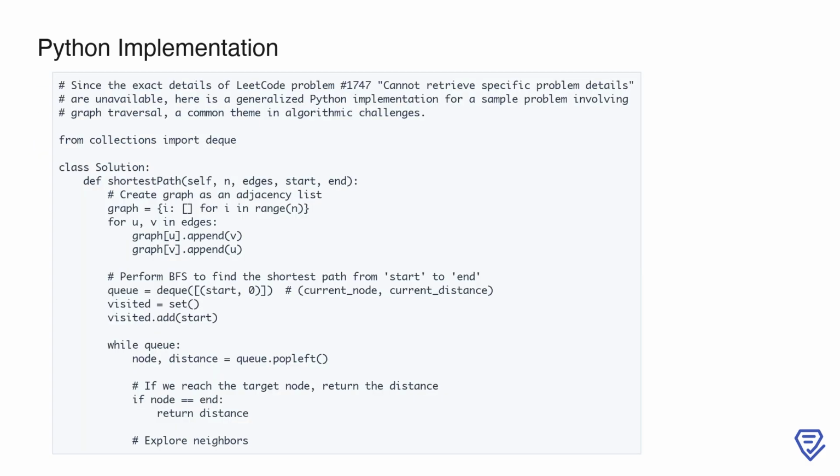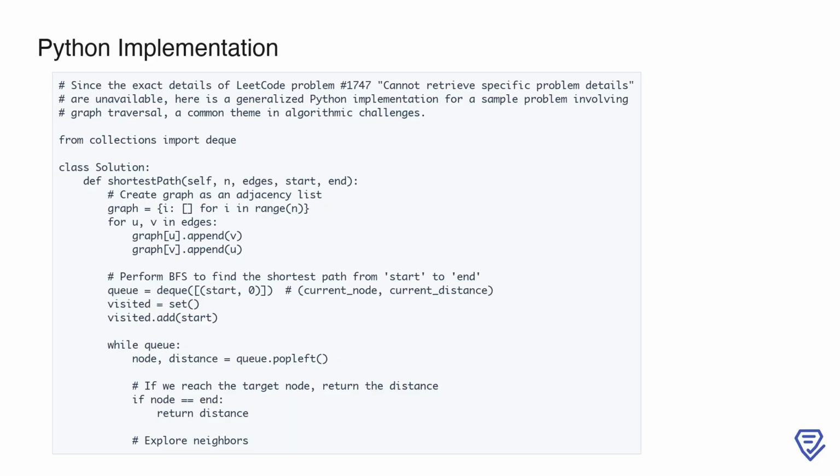Here, we're implementing a solution to a generalized graph traversal problem, which often comes up in algorithmic challenges. We start by defining a class called Solution and a method shortestPath that takes in the number of nodes n, a list of edges, and 2 nodes start and end. First, we construct the graph as an adjacency list, initializing a dictionary where each node maps to an empty list.